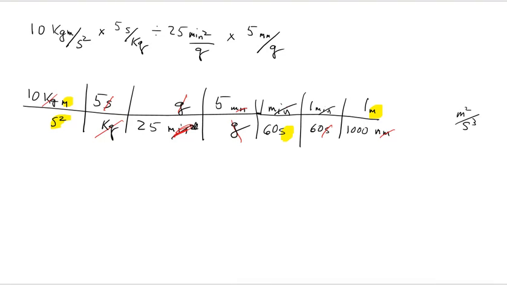So I can just go left to right again. 10 times 5 is 50. Divided by 25 is 2. Times 2 times 5 is 10. So then I have 10 divided by 60, then I have to do it again, divided by 60 twice. And then I have to take that answer and divide it by 1,000. So this is getting smaller and smaller. I have a very tiny number because of all these conversions I had to do, but I get 2.78 times 10 to the negative 6 meters squared per seconds cubed.